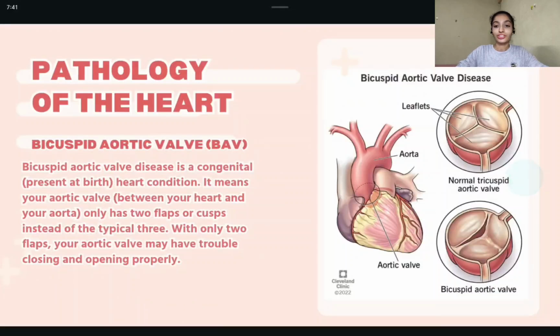Next, moving on to the pathology of the heart. There are many diseases related to the heart, but my main focus for today would be bicuspid aortic valve. Bicuspid aortic valve disease is a congenital disease. It means that the aortic valve between the heart and the aorta only has 2 flaps or cusps instead of the typical 3. With only 2 flaps, the aortic valve may have trouble closing and opening properly. As you can see, I've inserted a picture of a normal tricuspid aortic valve and a bicuspid aortic valve.